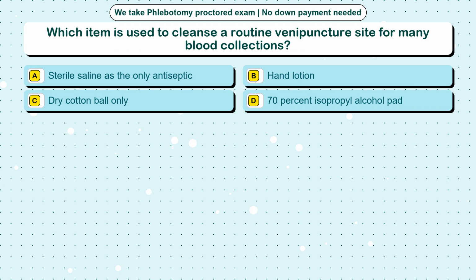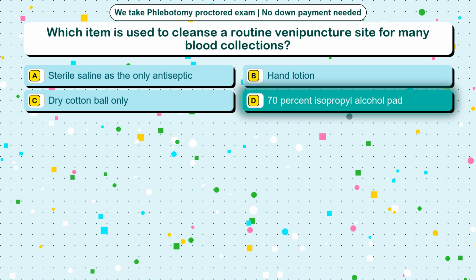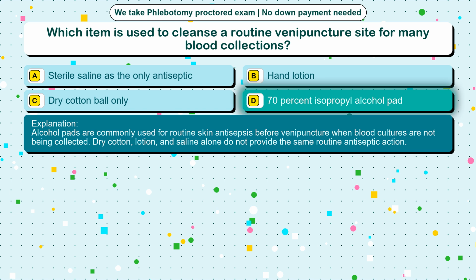Question 44. Which item is used to cleanse a routine venipuncture site for many blood collections? Option A. Sterile saline as the only antiseptic. Option B. Hand lotion. Option C. Dry cotton ball only. Option D. 70% isopropyl alcohol pad. The correct answer is option D. 70% isopropyl alcohol pad. Alcohol pads are commonly used for routine skin antisepsis before venipuncture when blood cultures are not being collected. Dry cotton, lotion, and saline alone do not provide the same routine antiseptic action.